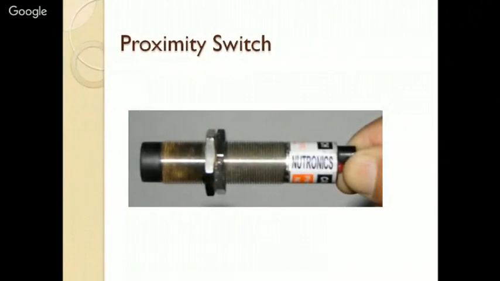So what you see on the screen is a proximity switch. It's a capacitive type proximity switch, which has a detection end. If something comes within a certain range here, it will give a signal. Now basically the working of a capacitive proximity sensor is based on disturbing the electrostatic field of the capacitor which is inside.